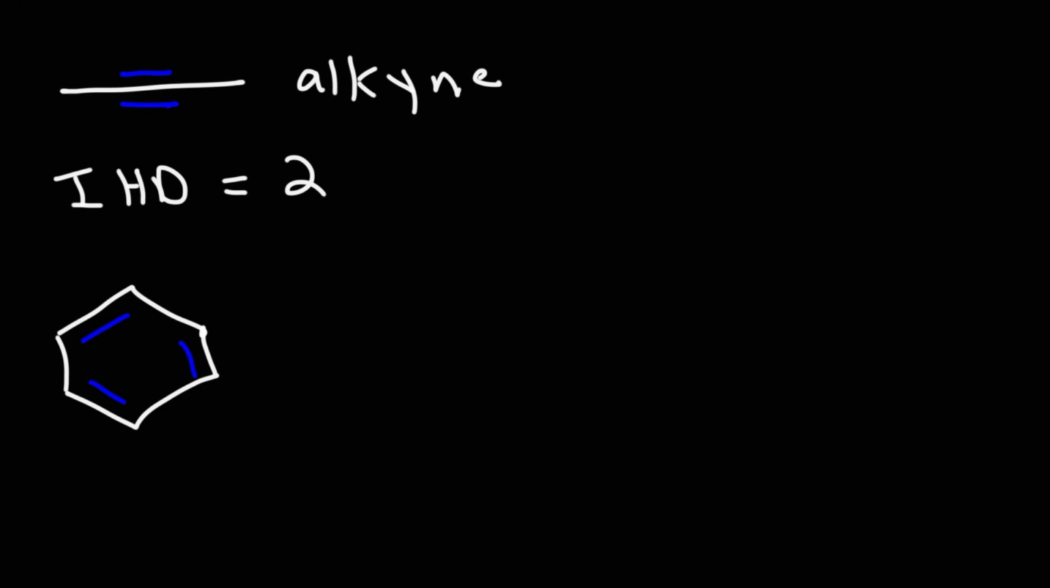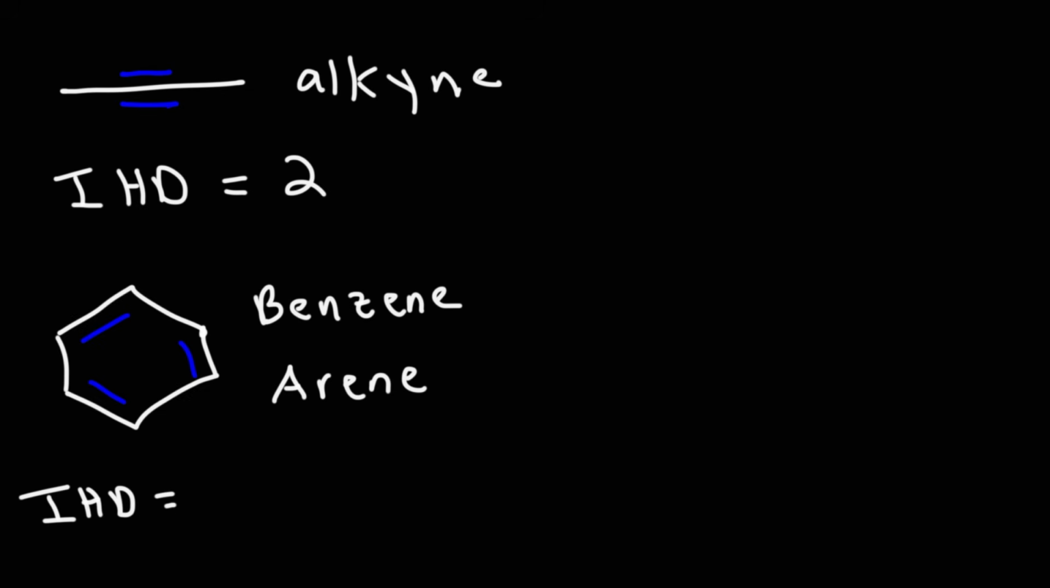This is benzene. The functional group is an aromatic ring. This is also known as an arene. The IHD, what do you think the IHD for benzene is? We have a ring and 3 double bonds, that gives us an IHD of 4.